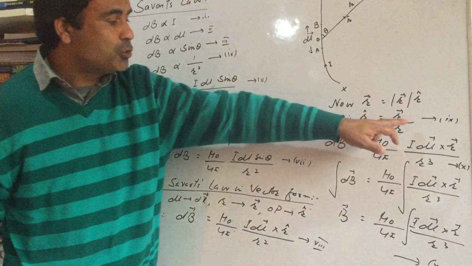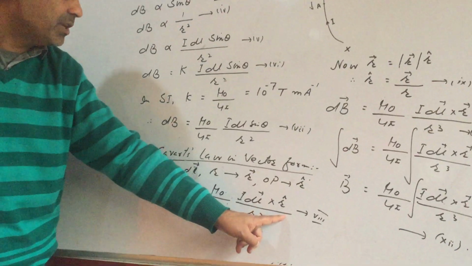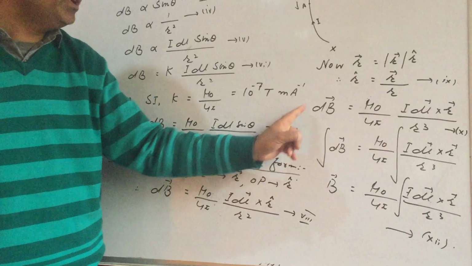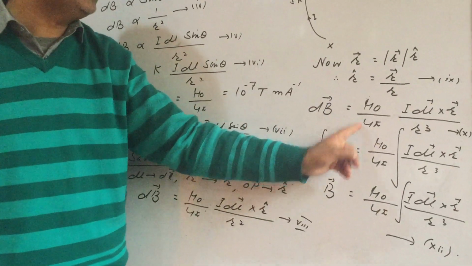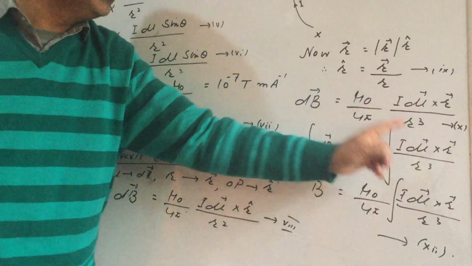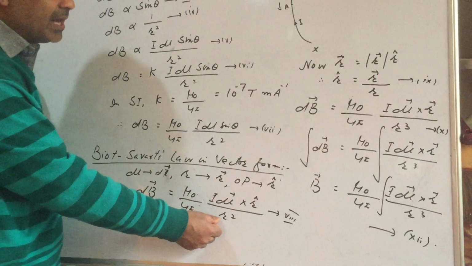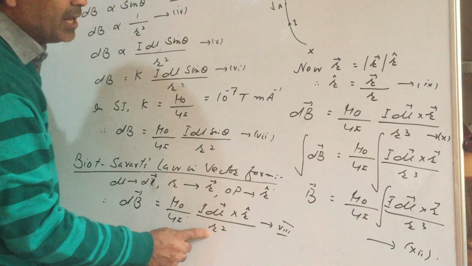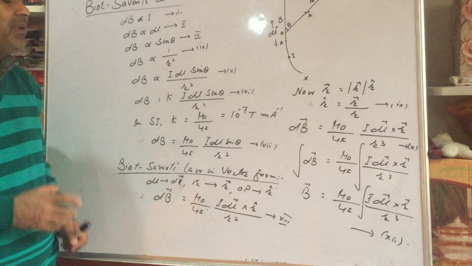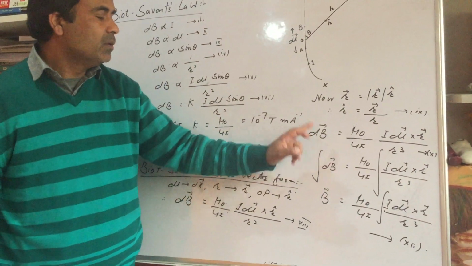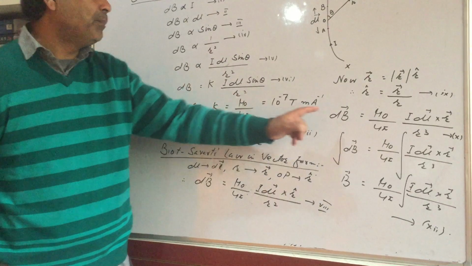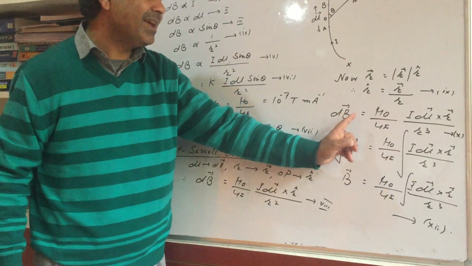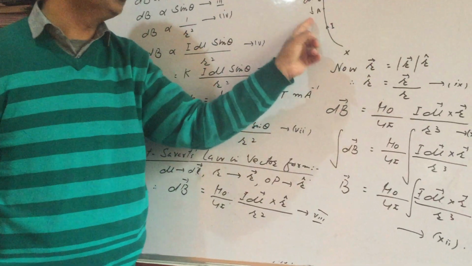Now we can substitute equation 9 in equation number 7. We can say dB is equal to mu 0 by 4 pi I dl cross r divided by r cube, because of the r square and the r that came from the unit vector, which makes r cube. So this is the vector form of Biot-Savart's law, meaning the magnetic field at point P due to the small element.